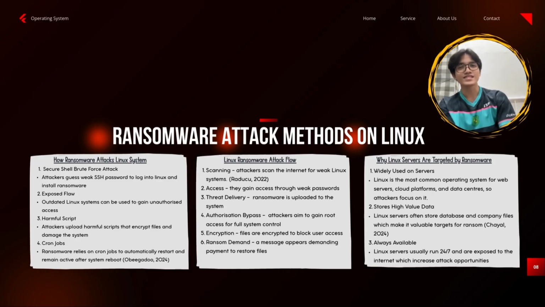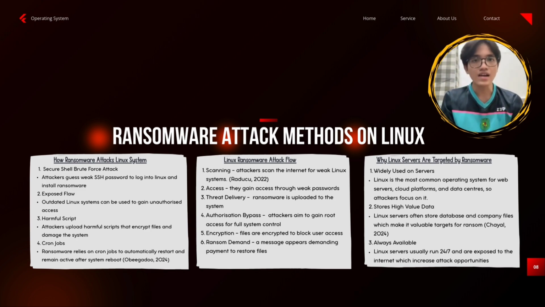Last but not least, I will be explaining why Linux servers are targeted by ransomware. First, Linux is widely used, especially on servers that run websites, cloud platforms, and data centers. This makes it a high-value target. Second, Linux servers usually store important data, like company files and databases, which increases the pressure to pay the ransom.